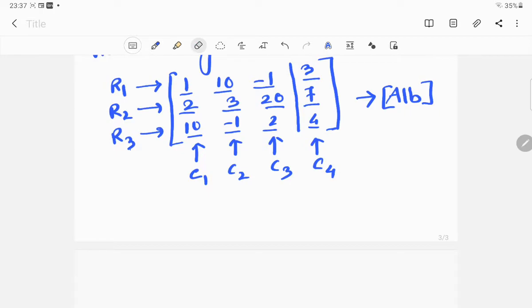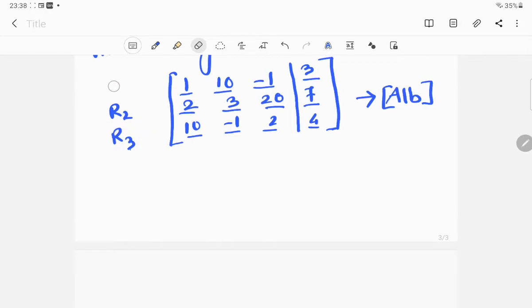You are not supposed to write this C1, C2, C3, R1, R2, R3 in the exams. In exam notebooks you can, but in the answer script you can't write like this. So this is just for our understanding. I am removing this now. Let us come back to the original problem. Let me remove this also. These are not required.